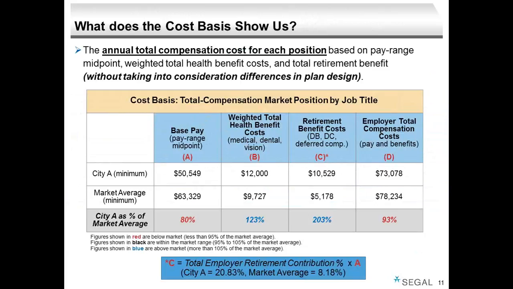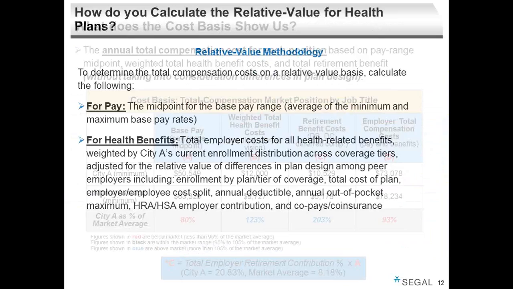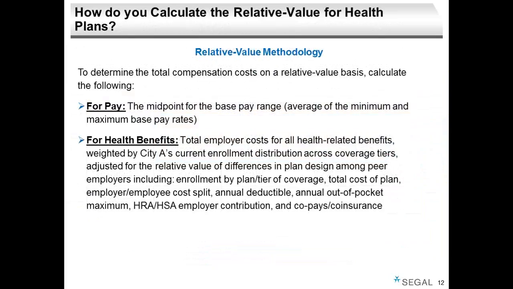But the point here is that this shows, even on a cost basis, that intuitively City A has seemingly made a decision to spend more than the market average on benefits and less than the market average on pay. When you add them together, it results in being slightly below market. And now we're going to compare these results to what happens when you take into consideration the differences in plan design. And we're going to start with that in the next slide.